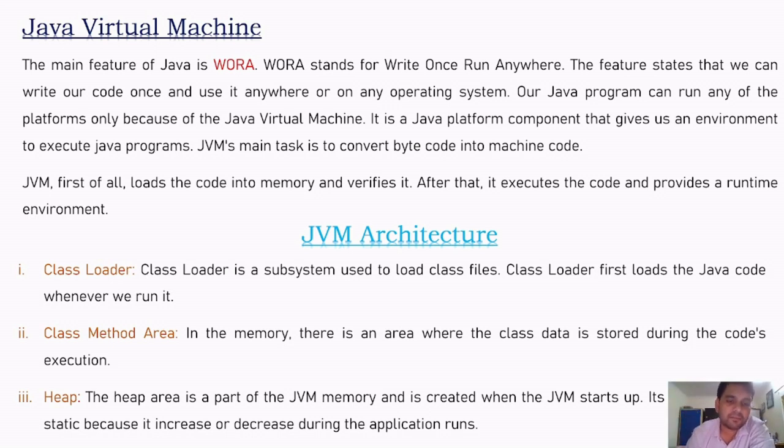Heap. The heap area is a part of the JVM memory and is created when the JVM starts up. Its size cannot be static because it increases or decreases during the application run. Like I have told you, when you are executing a code, the memory allocation will vary. Depending on what kind of output, what classes or operators you are using, and what conditions you are giving, the memory will vary, whether the Java virtual machine is going to store something or just calculate and print it out. For printing, it needs to store that value. Okay, so this is the role of the heap.